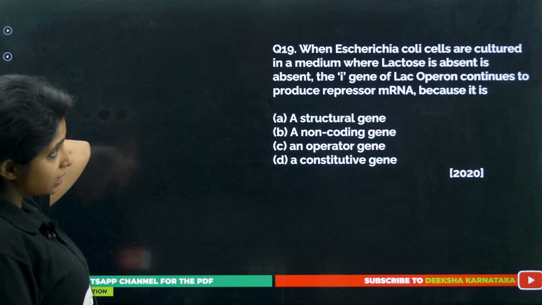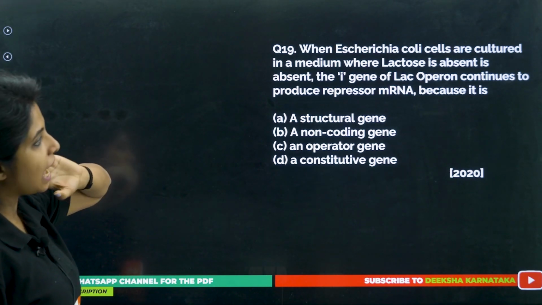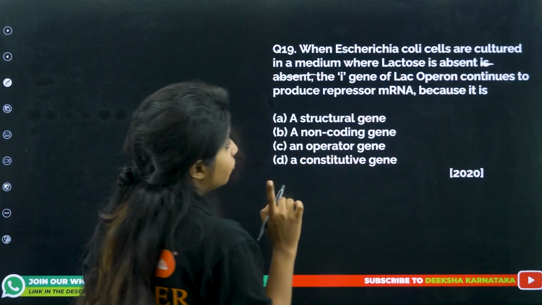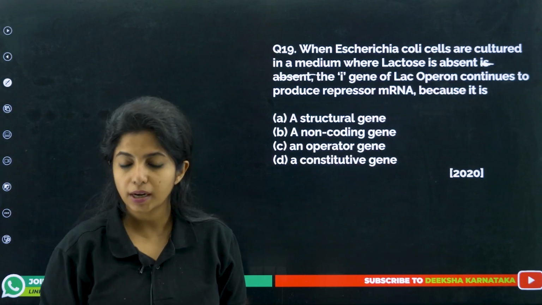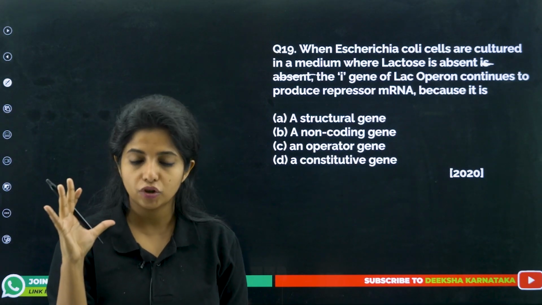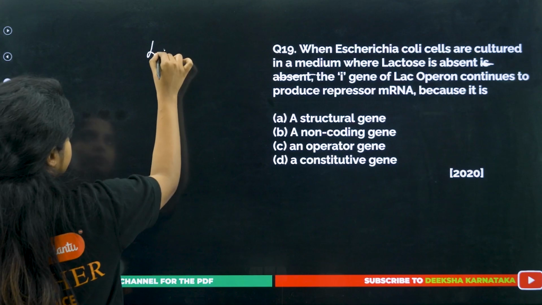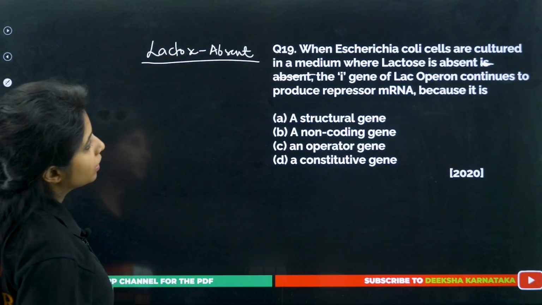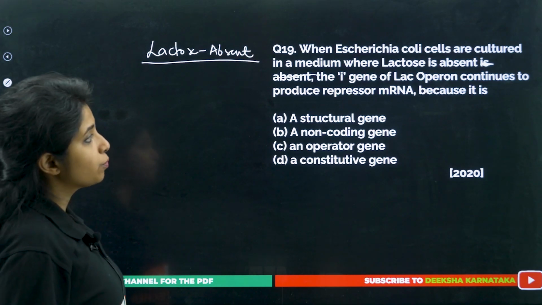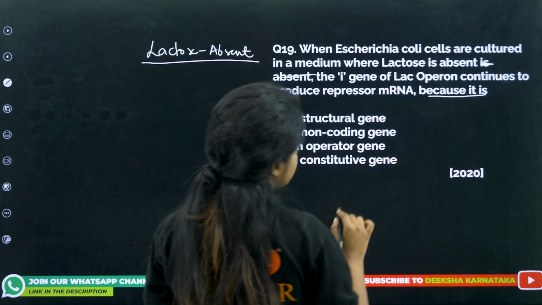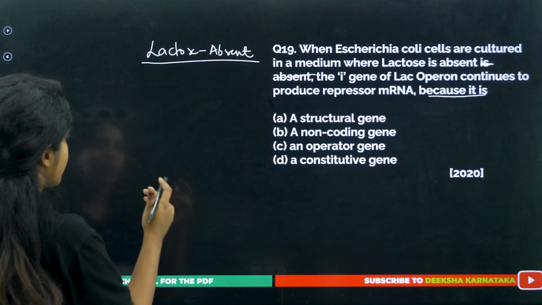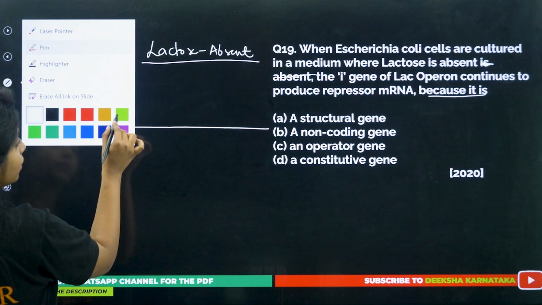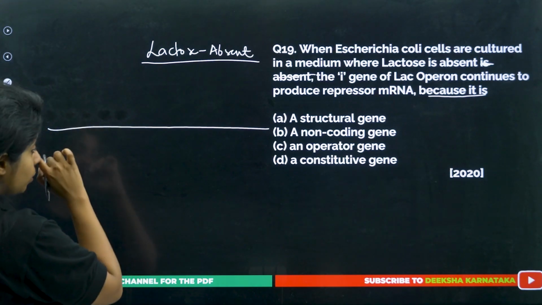Question number 19. When Escherichia coli cells are cultured in a medium where lactose is absent, my dear children, lactose is not there, okay? I'm writing. The I gene of lac operon continues to produce repressor mRNA because it is what? What is the I gene? Basically, the lac operon, which was found by Francois Jacob and Monod. What was it all about?